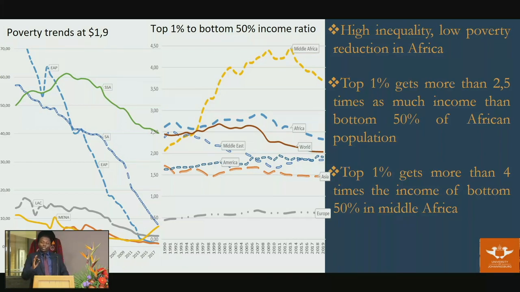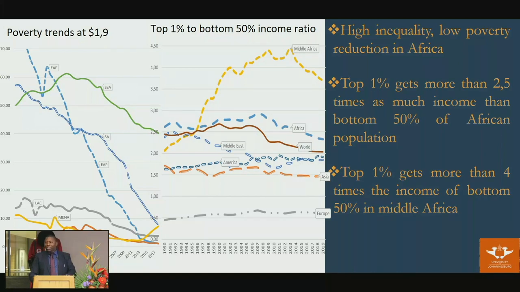At the same time, if you look at the right-hand side of the graph, that is the share of the top 1% to the bottom 50%. That graph is telling you how many times the top 1% in any region gets relative to the bottom 50%. And if you look at Middle Africa, that topmost graph, Middle Africa includes a good part of the Great Lakes region. When you find that region so unstable, a good part of what is happening there has to do with exclusion as well, absolute exclusion. So the top 1% gets as much as 4.5 times relative to the bottom 50%, whereas the other regions are that low. That tells you that something is really wrong in Africa in terms of exclusion.